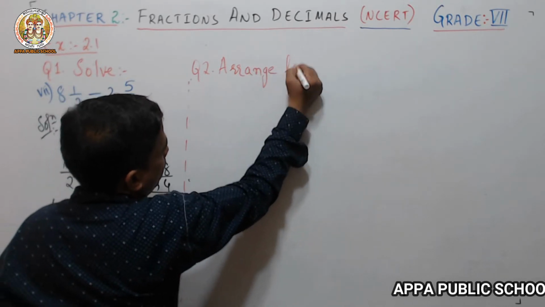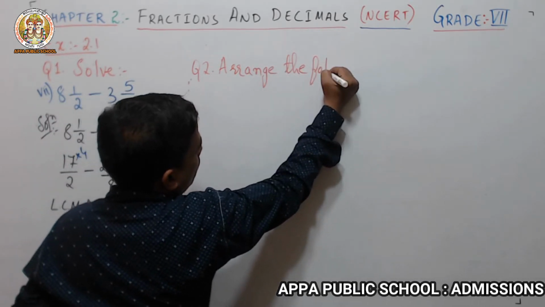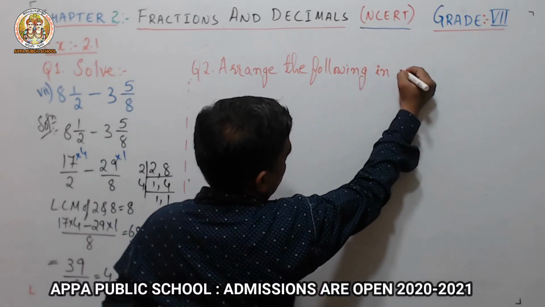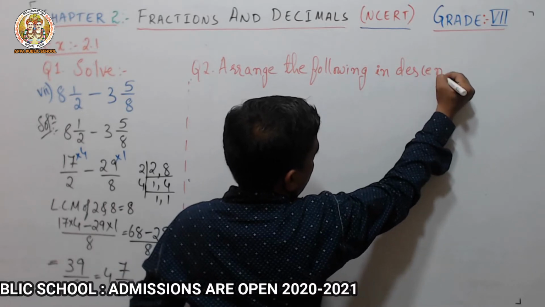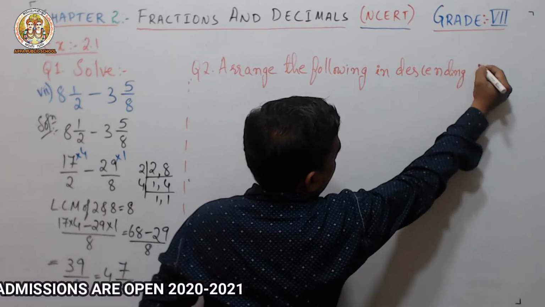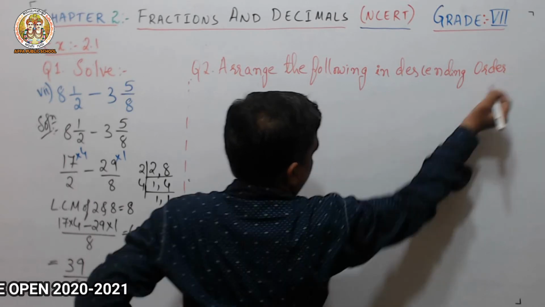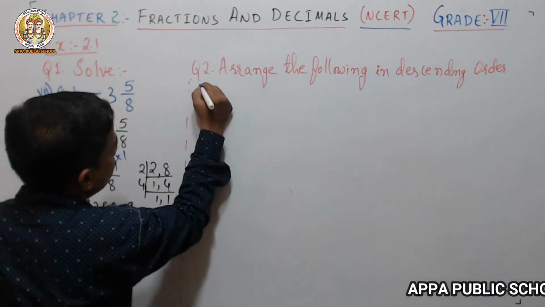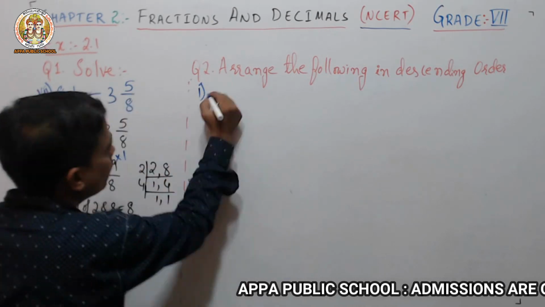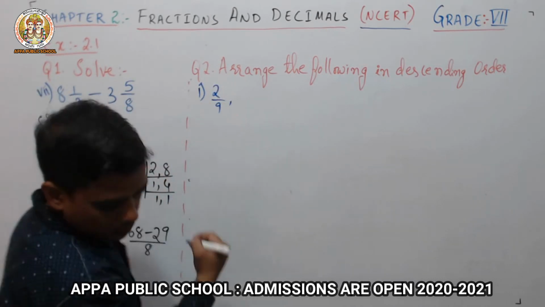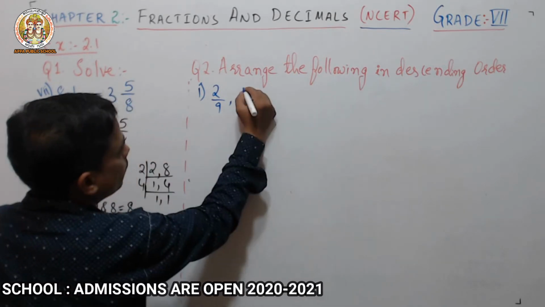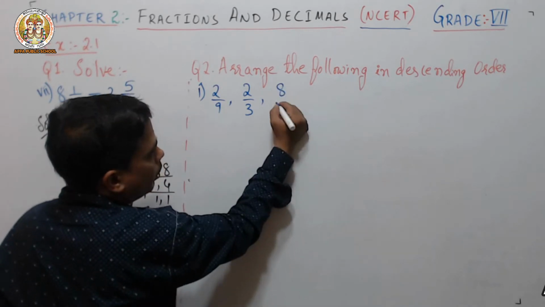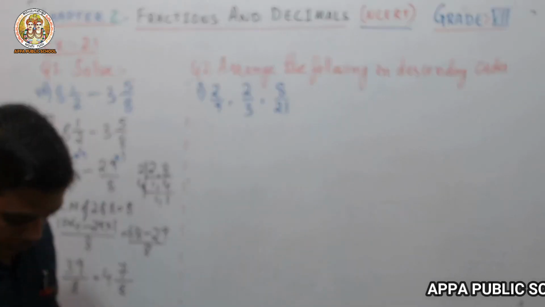Arrange the following in descending order. Under that, the first bit. What is the first bit? The first bit question is 2 by 9, comma 2 by 3, comma 8 by 21. Okay, I'll explain the question.